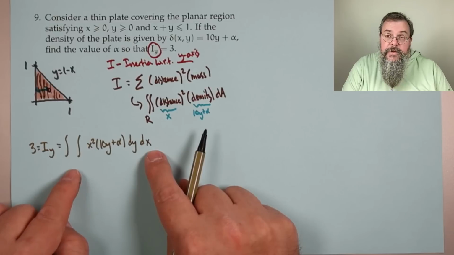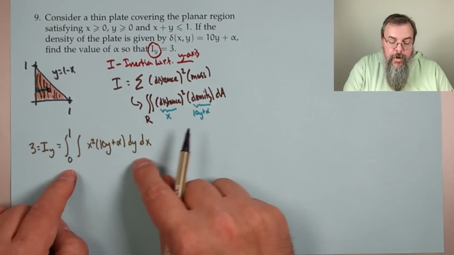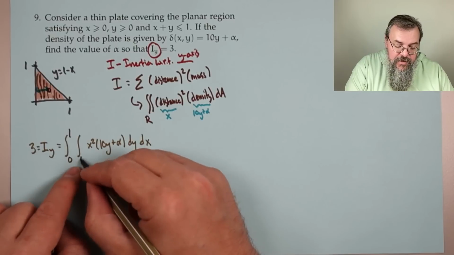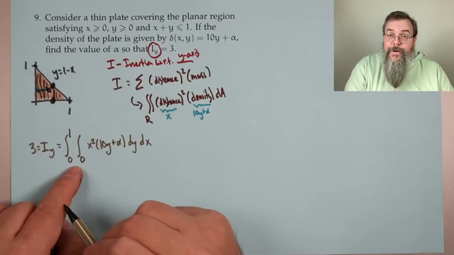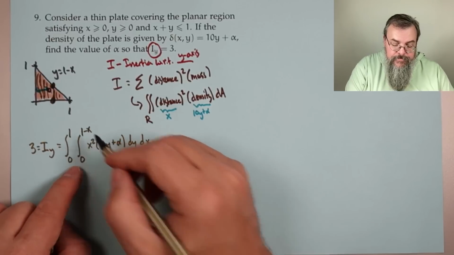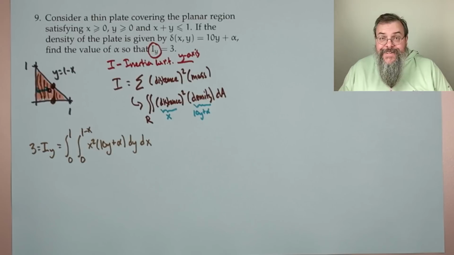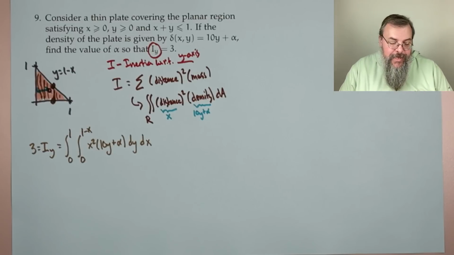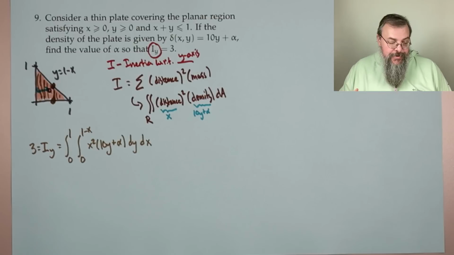So where does x go between? 0 to 1. Where does y go between? 0 up to 1 minus x. All right, so we have it, the stage is set. The cast is ready to go. Now we just have to carry out the performance, do the integral. So we're just going to be patient.